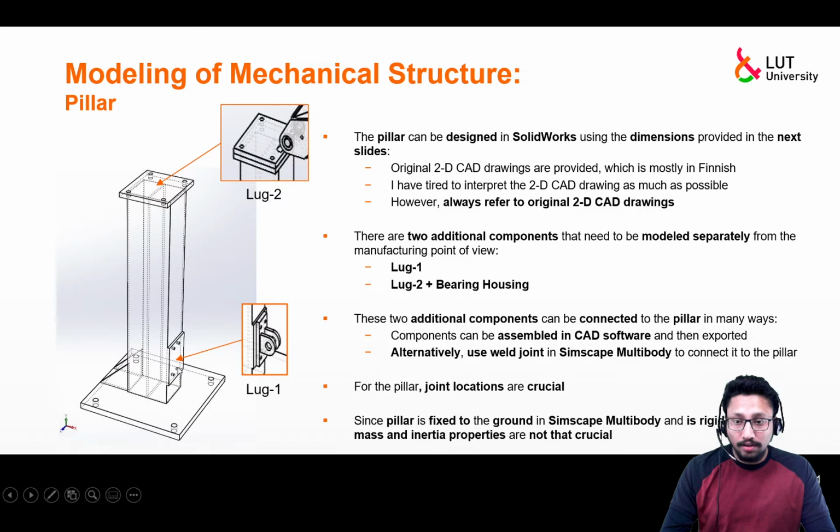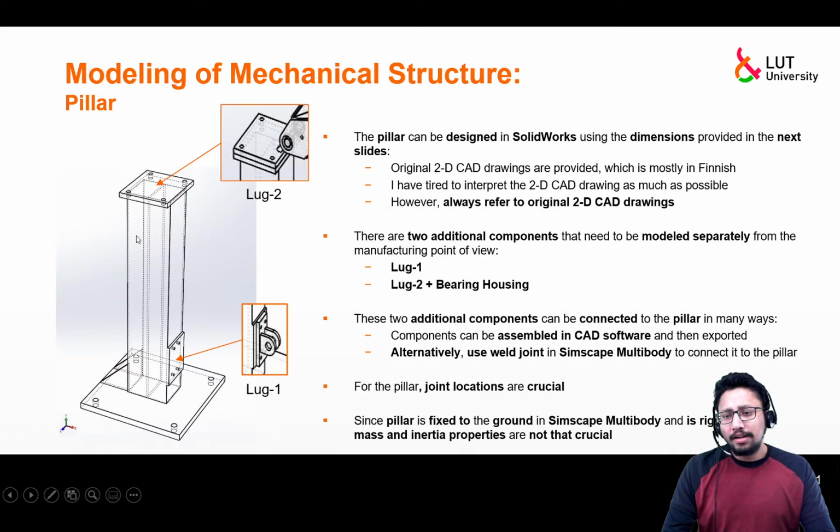For the pillar, these joint locations are very important. The crucial joint locations are: for joint 1, the location between these two holes, and then joint location 2 along the cylindrical axis of this bearing housing.